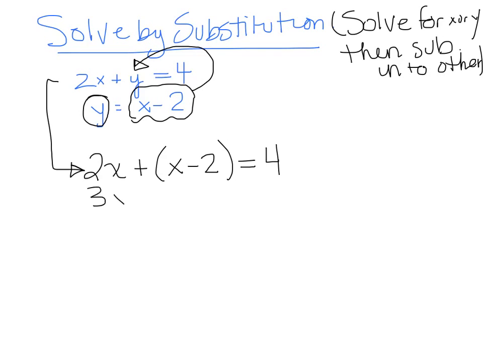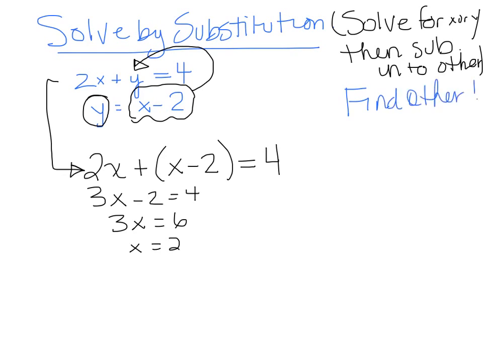So I have 3x minus 2 is equal to 4. Let me add 2 to both sides. x is equal to 2. So that's half my solution. That's really the hardest part. I'm really most of the way there, but I do have to find the y value. Okay, so make sure you find the other one.